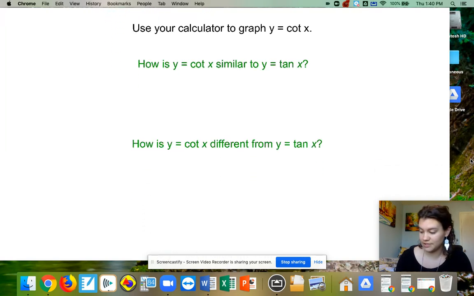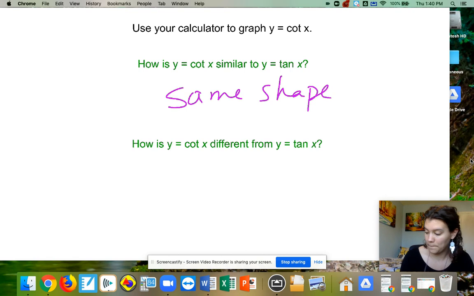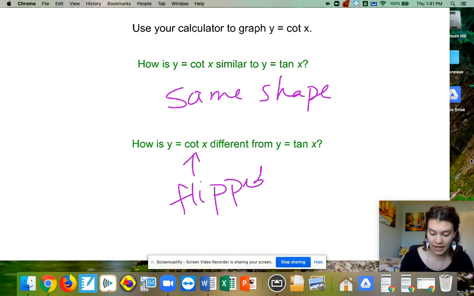So then cotangent, graph it in your calculator and look at tangent as well and see what are the similarities, what are the differences. You should be getting that they are the same basic shape, but the difference is cotangent is flipped from tangent, and tangent goes through 0, 0, but cotangent doesn't.